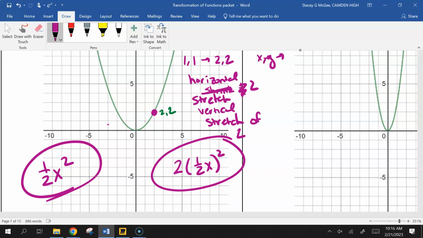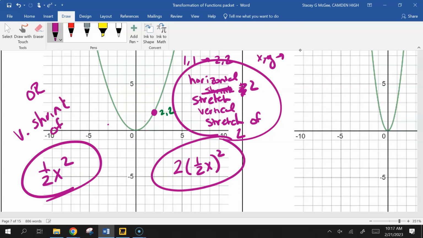If I label both of them, it would have to be a horizontal stretch and a vertical stretch. But if I put them together, it could be this, or it could be a vertical shrink of a half. In other words, on this particular function, a horizontal stretch of 2 combined with a vertical stretch of 2 equals a vertical shrink of a half.